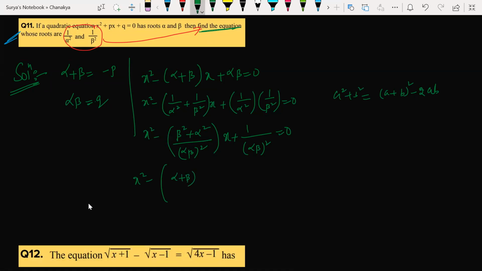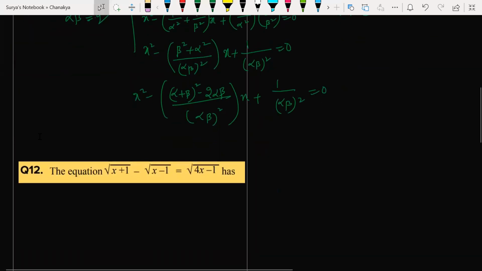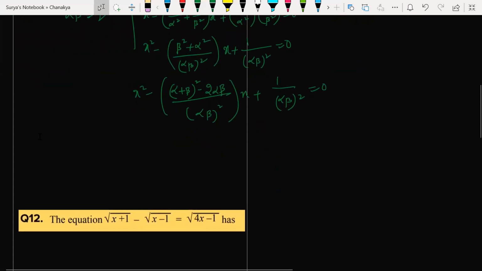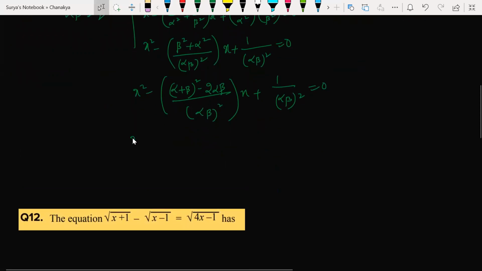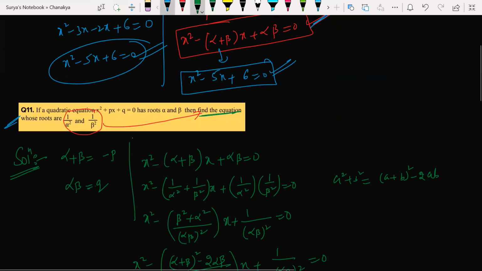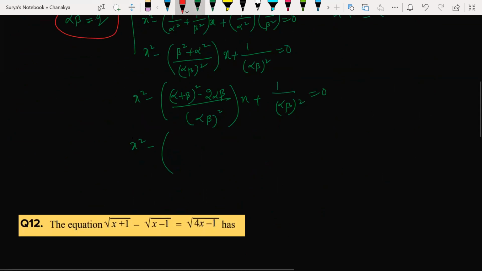So what can I write now? (alpha plus beta) whole square minus 2 times alpha beta, divided by (alpha beta) whole square, into x plus 1 by (alpha beta) whole square is equal to 0. Right? Now solve it further. x square. Alpha plus beta, what did I get here? Alpha plus beta is minus p. Alpha beta is q. Let us substitute here.